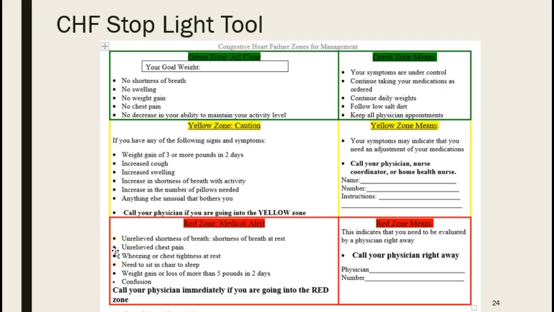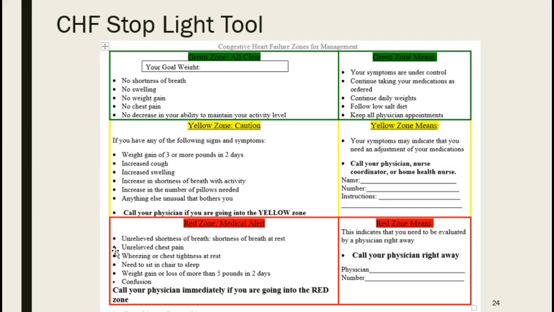This slide is a picture of a CHF stoplight tool, and most hospitals have some kind of a teaching tool that they use with their patients. It's important if this is being used at your hospital that you make sure you understand how to utilize the tool and be able to explain it to your patients. So we fill in what their goal weight is on this one in particular under that green zone. And then the signs and symptoms that are listed there, if that is what you're experiencing, then you are in the all clear. You're in that green zone, green for go.